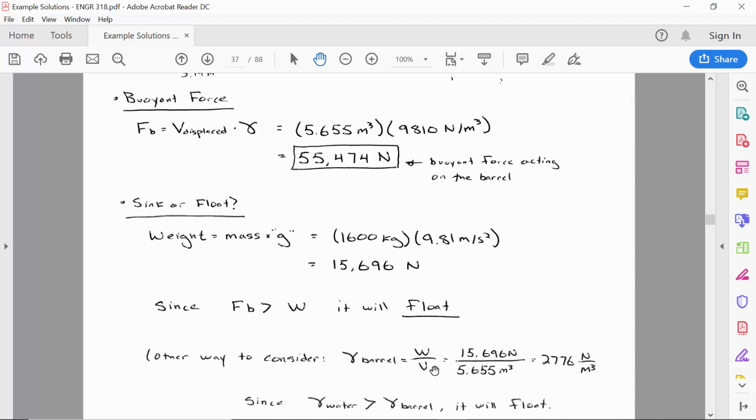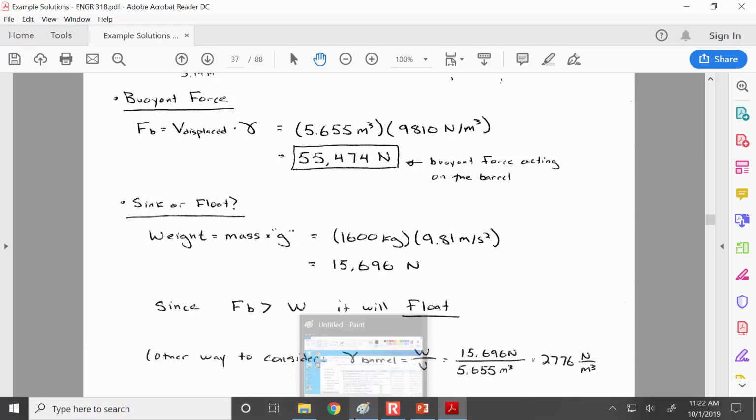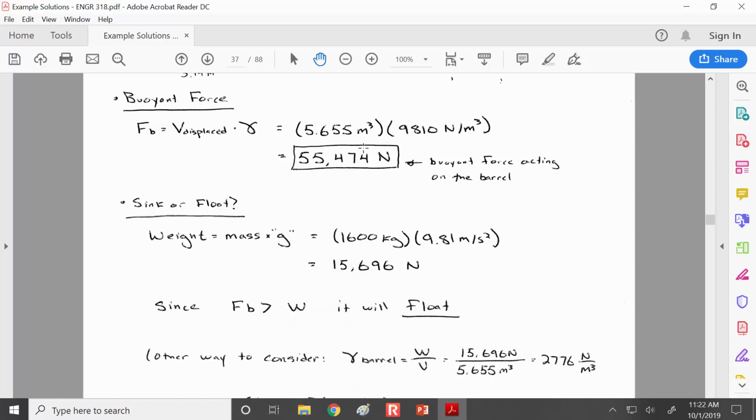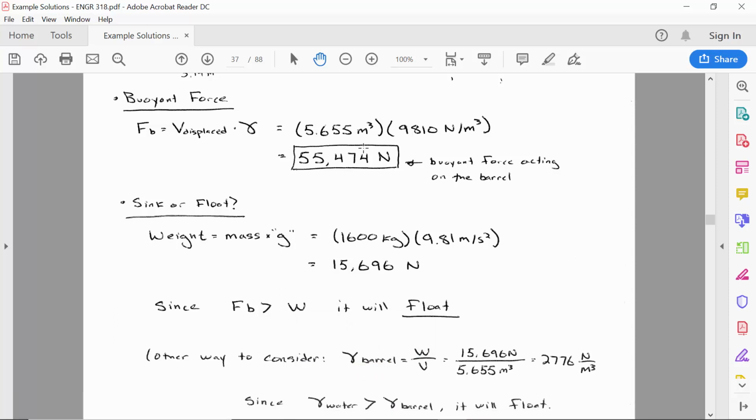The other way to look at it is just to look at the unit weight of the barrel, and we can calculate the unit weight for any object, whether it's a solid or a liquid. It's just the weight divided by the volume that it occupies, and since the unit weight of the water is greater than the unit weight of the barrel, that's another way that we could go through the reasoning and determine that it's going to float. It's just the unit weight of the object or the density of the object. It's not going to sink if it's lighter than the fluid that it's surrounded by.